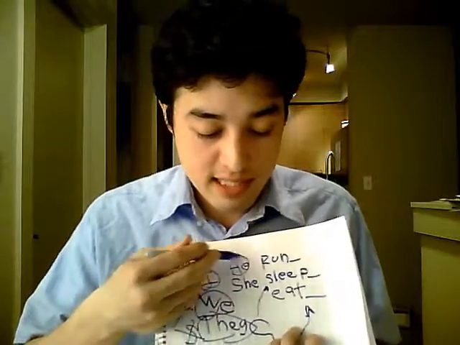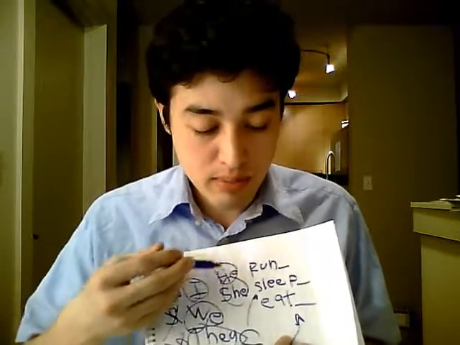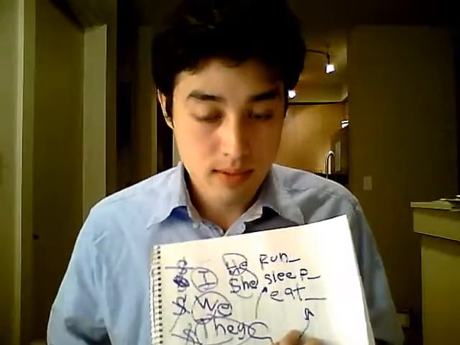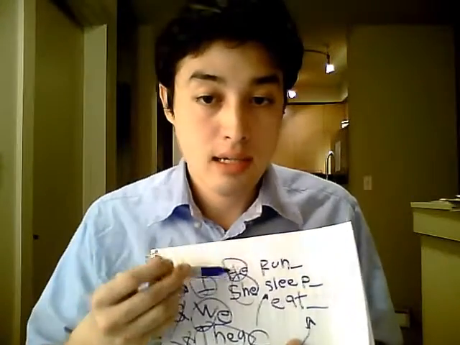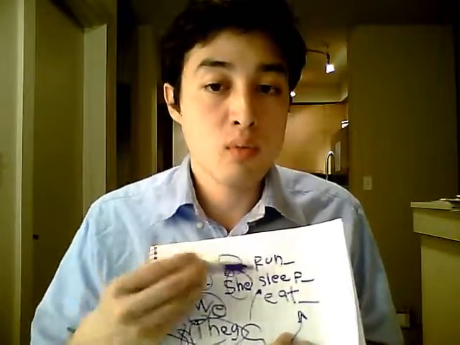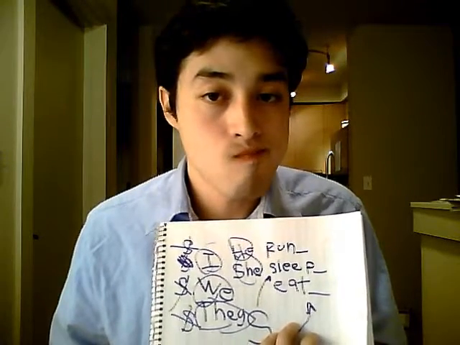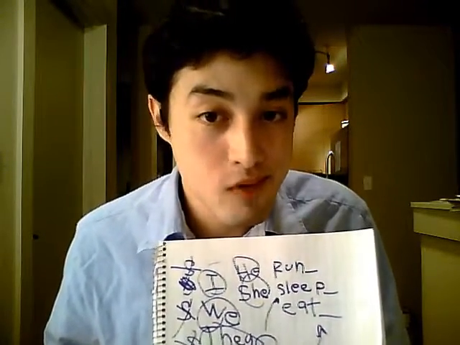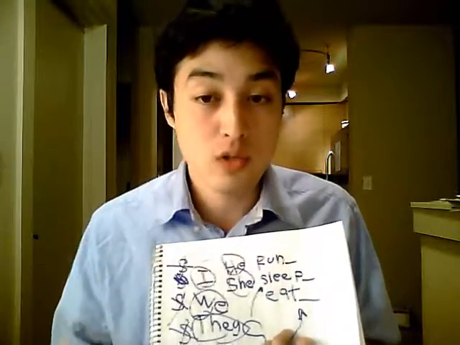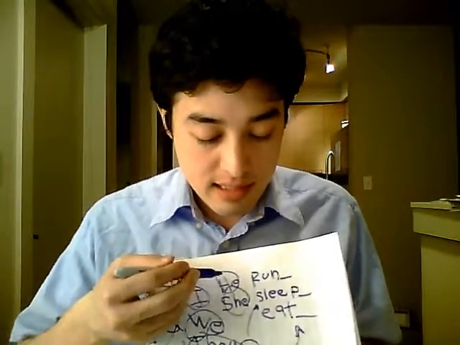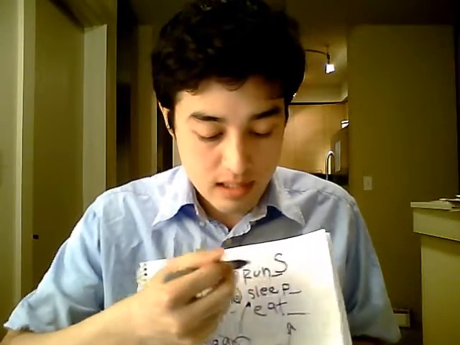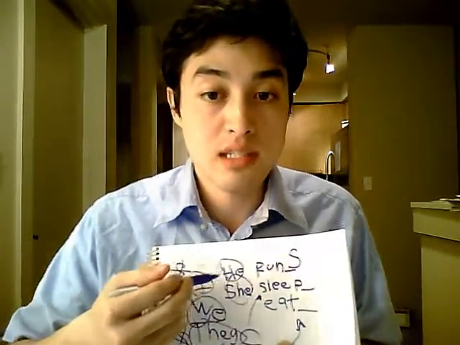What about for he and she? Do you have to put an S at the end of the verb? Let's practice. Can I say he run to school? No. You can't say he run to school. You have to say he runs to school.